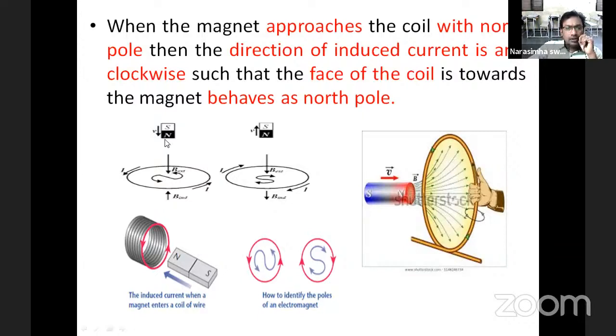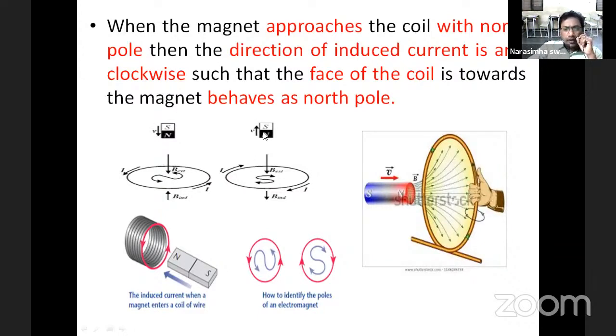So the magnetic north of the magnet and this induced magnetic field north, both will repel. Actually, the magnet is moving towards the coil, but what the coil is doing is repelling. It repels the magnet.